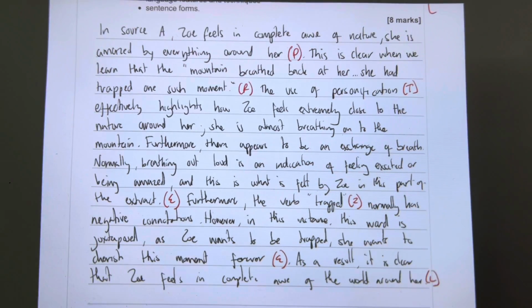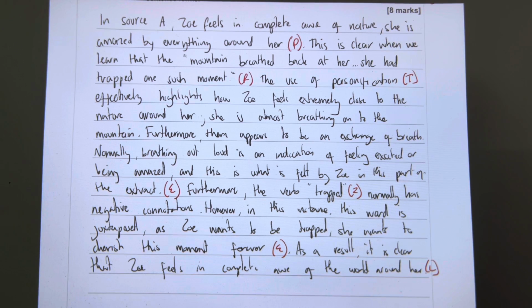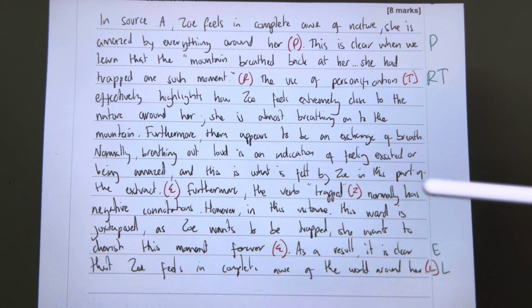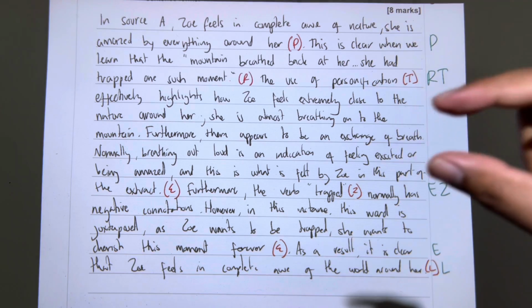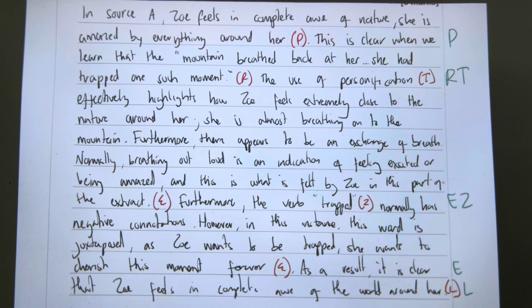Now let me just zoom out a little bit. And there's the entire paragraph on the screen. Now, if I was labeling my work, here we have P, then we have the R and the T, and then we have the E and the Z, and then the E and the L. Now, there's one thing I need you guys to notice. Look at the gap between the T and the E, and the E and the Z and the E, because it's the effect of my paragraph where I want to spend the most amount of time.